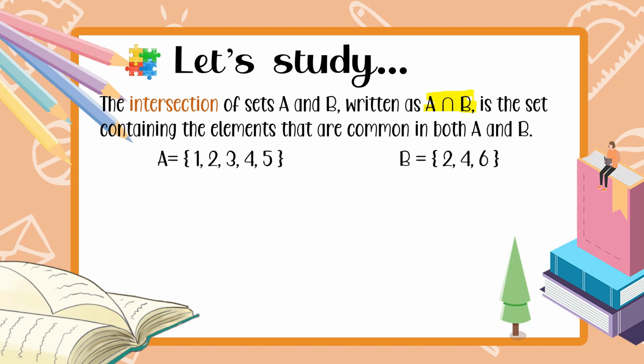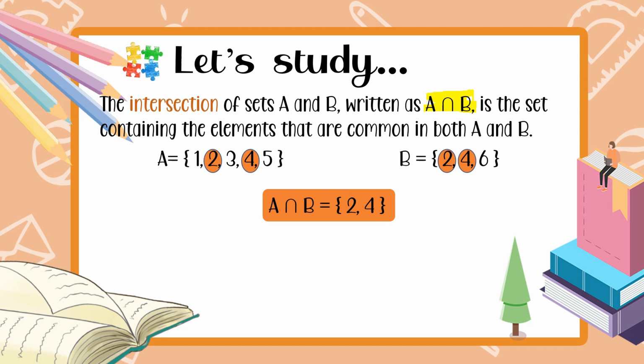To get the intersection of set A and B, we have to get the common elements in both A and B. When we say common, yung pareho sa kanila. So, ano ba yung pareho kay set A at saka set B? Okay, so both of the sets have the elements 2 and 4. Therefore, the intersection of A and B is 2 and 4.